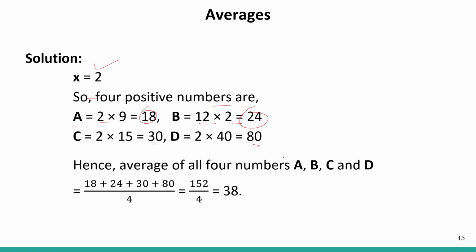So the average of the 4 numbers A, B, C, D will be (18 plus 24 plus 30 plus 80) whole by 4, that is equal to 152 by 4, that is equal to 38.